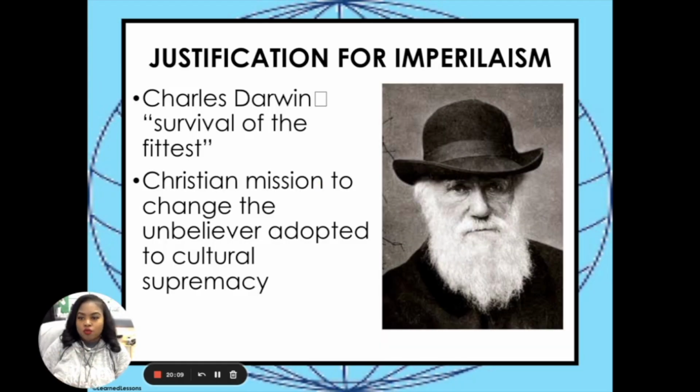All right, so we have discussed the different things that fueled imperialism. Here's a justification for it. And again, I also said this kind of coincides with the superiority complex. This idea of survival of the fittest came out of a theory of Charles Darwin, and they call it social Darwinism. The idea that the strong survive and the weak fall, and that they will dominate the weak.